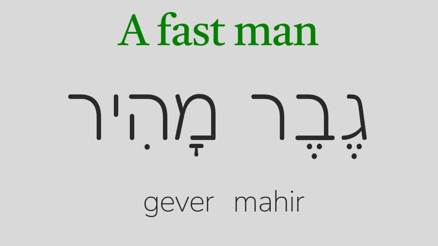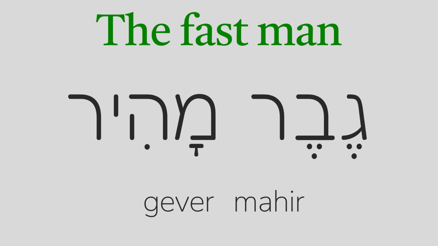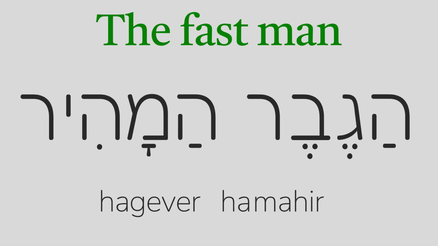Gever mahir. And to say the fast man, we add a ha, meaning the, not only onto the noun, gever, but also onto the adjective mahir. Ha gever, ha mahir. The fast man. Ha gever, ha mahir.